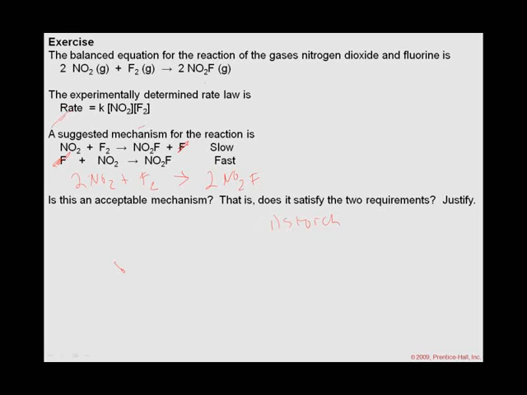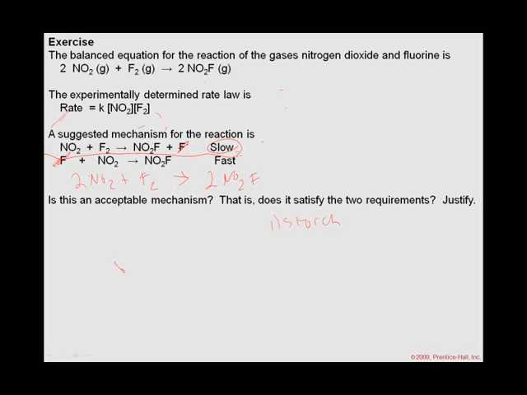So now we need to see if the experimentally determined rate law matches the rate law that comes out of this mechanism. One of the things we want to do when we see a slow step is draw a line under that, because the rate is going to be determined by the slow step, and whatever preceded it. Nothing preceded it here, so it's just a slow step.